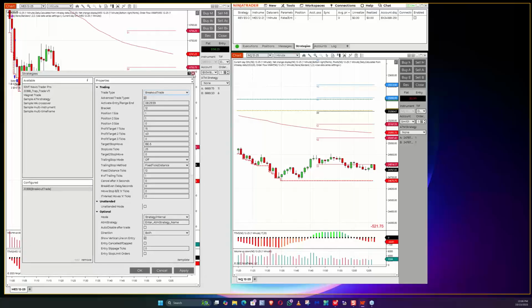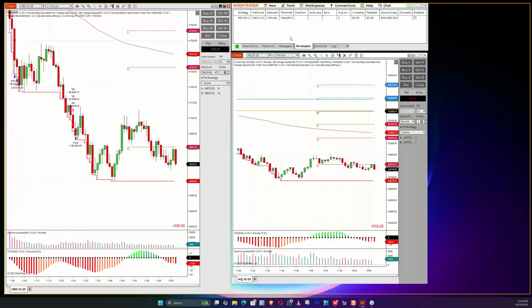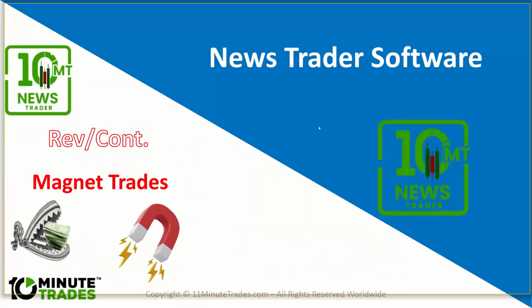That's element number one, our software. That is the main way that we trade the news. Our software puts orders on the chart and it allows us to trade the news automated, semi-automated, or we can decide when to put the orders. Some of our entering long and short buttons, we decide when to enter the trade.